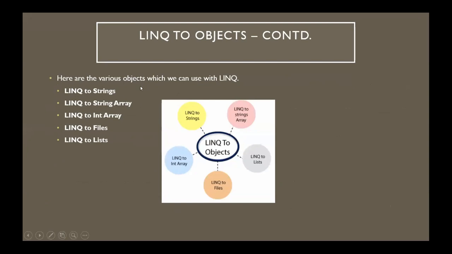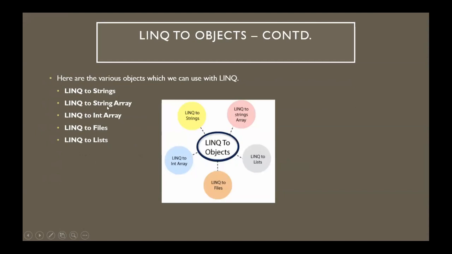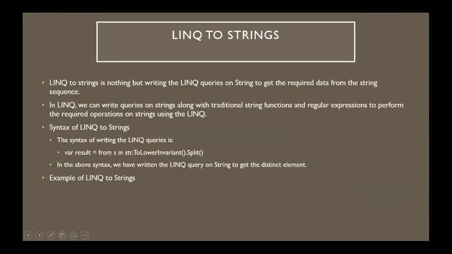Okay. In LINQ to Objects, there are various LINQ to Objects parts. We have LINQ to strings, LINQ to string arrays, LINQ to integer arrays, LINQ to files, LINQ to lists. We can directly use them. So these are the different types of LINQ to Objects. We'll see them one by one: first LINQ to strings, then LINQ to string arrays, then LINQ to integer arrays, then LINQ to files, then LINQ to lists. So LINQ to strings first.